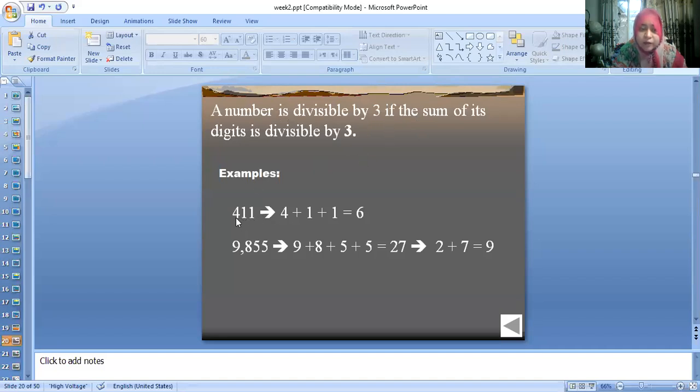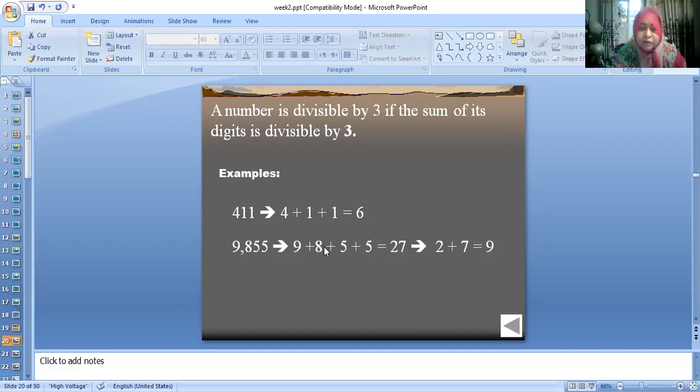If we sum up the digits, like 411, so 4 plus 1 plus 1 means we are adding up the digits and it is giving us 6, which means that this number will be divisible by 3. You don't need to divide to look at it, you just need to remember the rule and you will get to know.